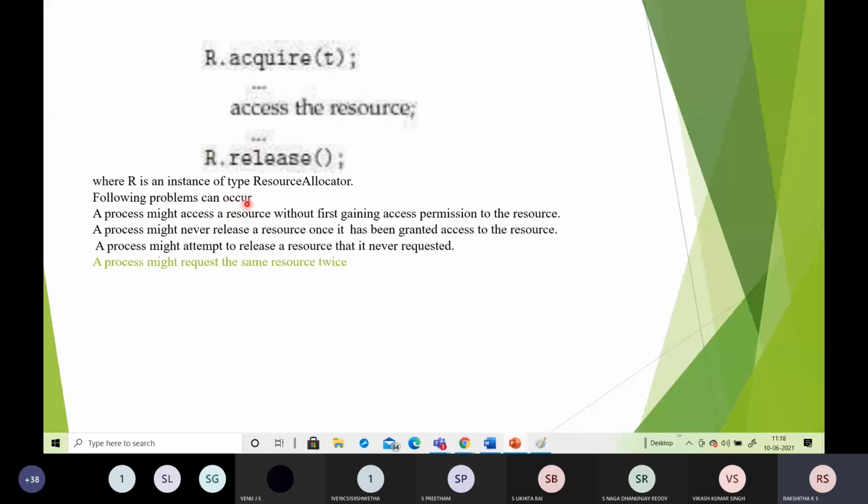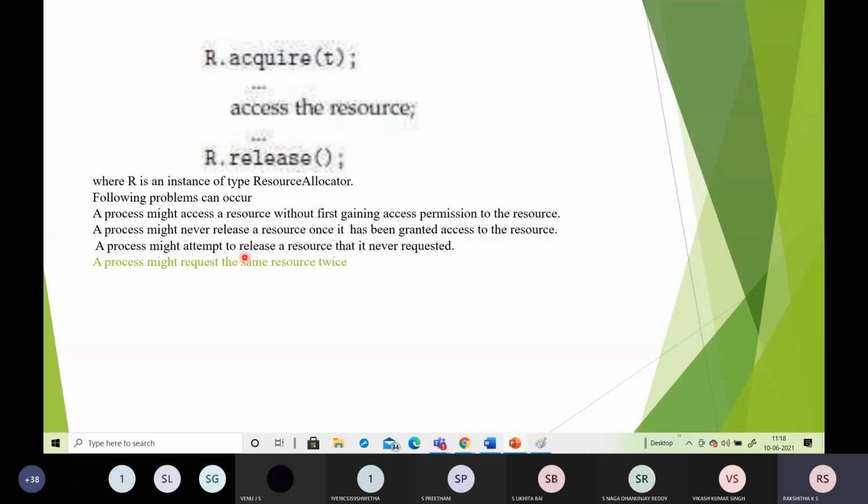The following problems may occur during resource allocation. A process may access the resource without gaining the access permission, or it may never release the resource once it has been granted. So the resource is already utilized by some process and the work is done, but still that process does not release the resource. That is one of the problems.